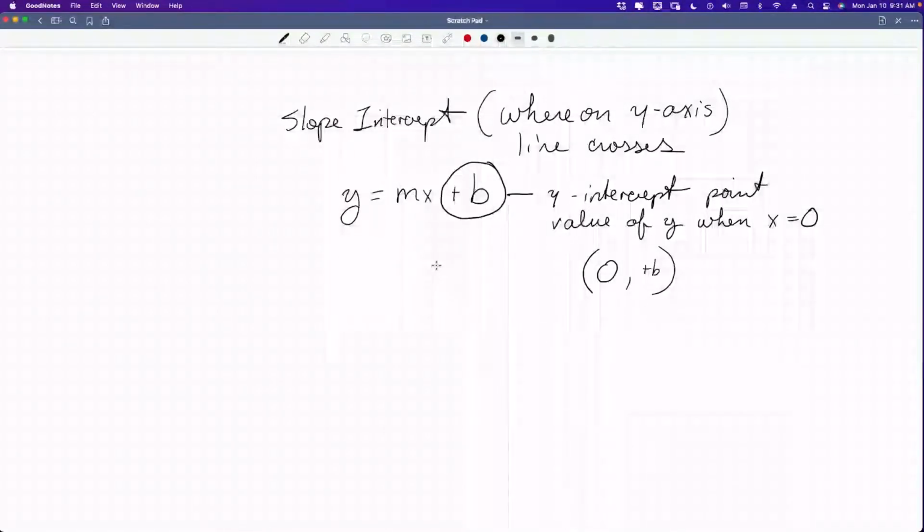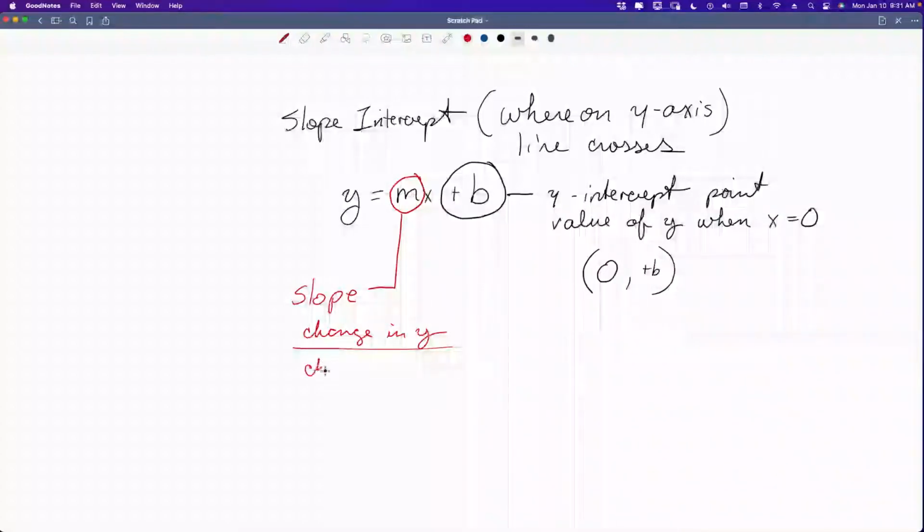M right here, I'm going to use a different color for that. M is the slope of the line. It is defined as the change in y over the change in x. All that means is the difference from one point on the line to another point on the line in the y value, and the difference between the x values.